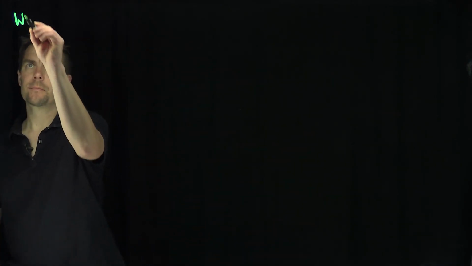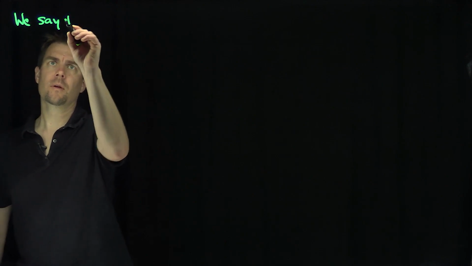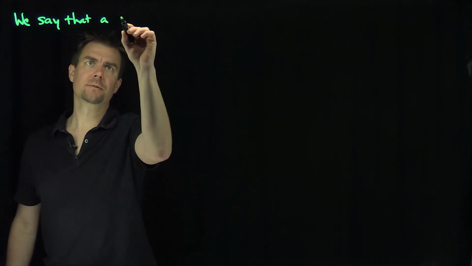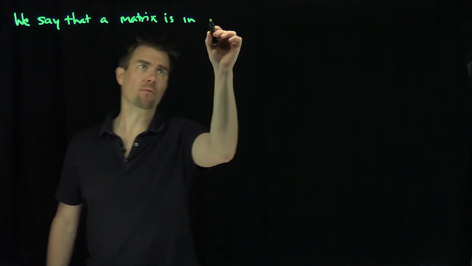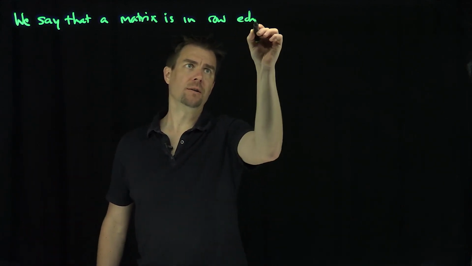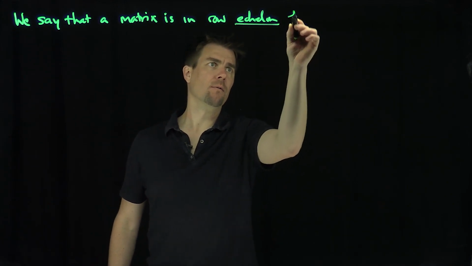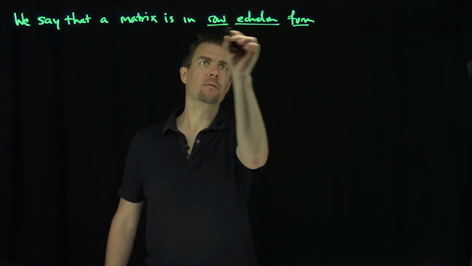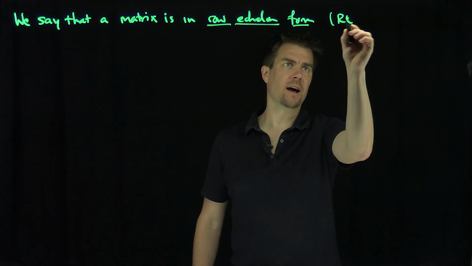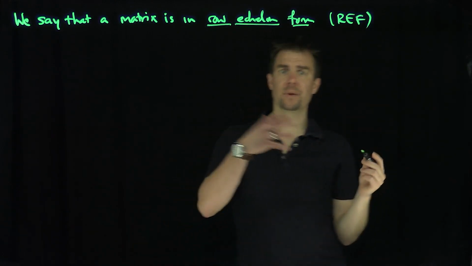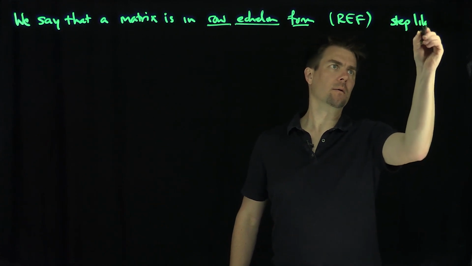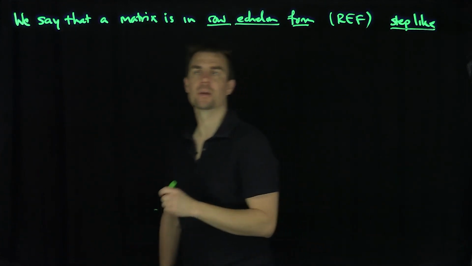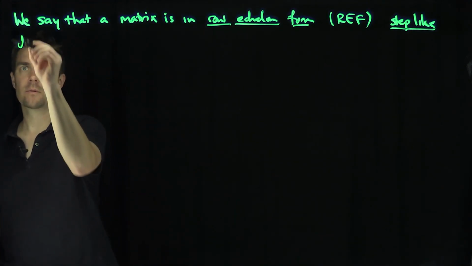So we say that a matrix is in row echelon form. We're going to abbreviate this REF. And echelon just means it looks like a step. So step-like matrices, if three things are true.